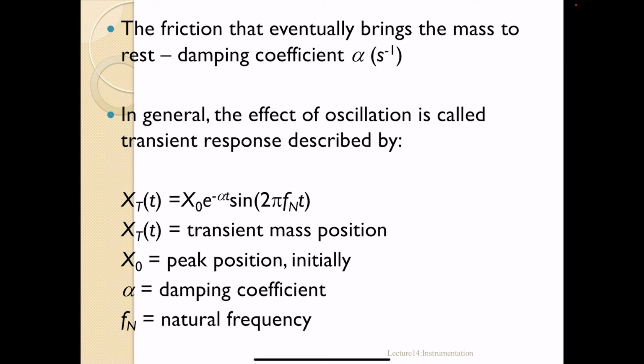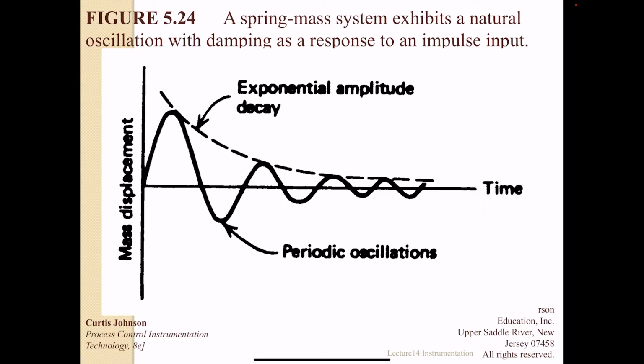In general, the effect of oscillation is called transient response, and the transient response is described by this equation here, where x(t) is the position of the mass, S naught is the peak position, alpha is the damping coefficient, and Fn is the natural frequency. So this is the transient response for a mass with damping when impulse input is applied.